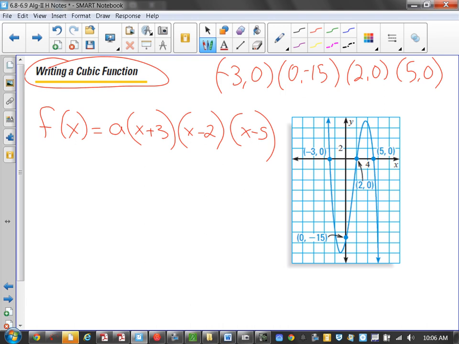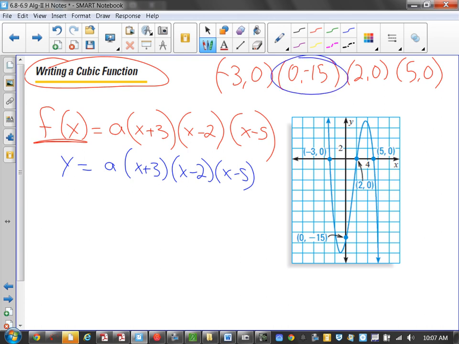So here's what I want you to think. What is another word for f of x? Y. So don't I already have y equals a, x plus 3, x minus 2, x minus 5? Yes. Then what does x equal? X equals 0. I don't know what it is. I haven't done it yet.